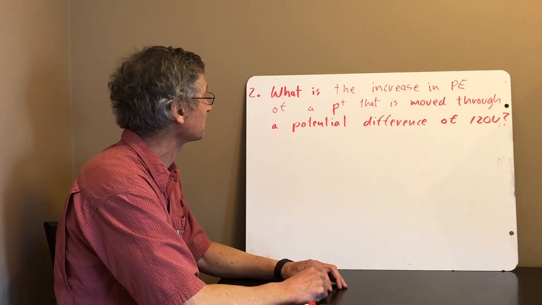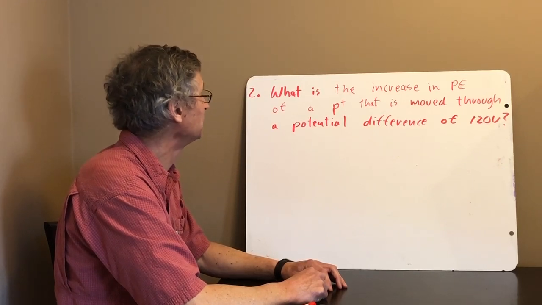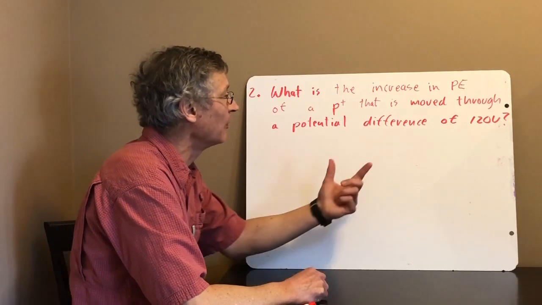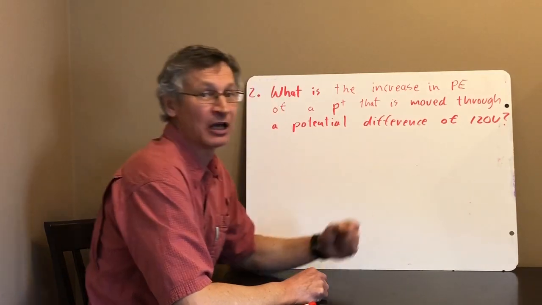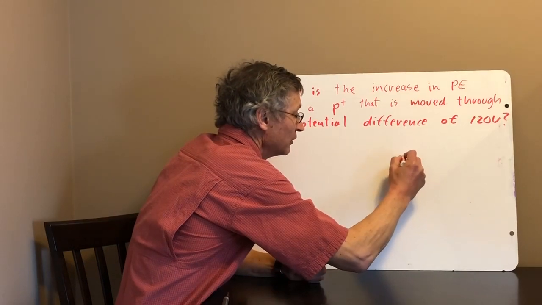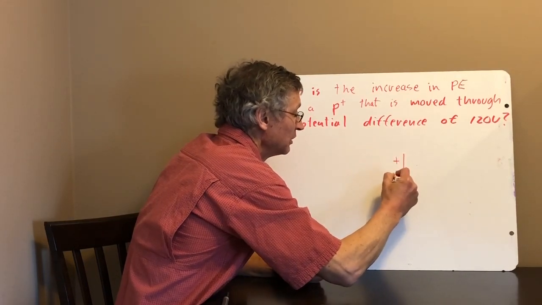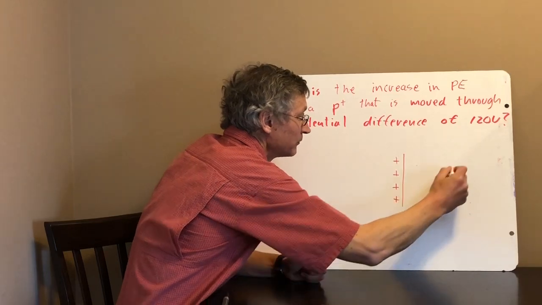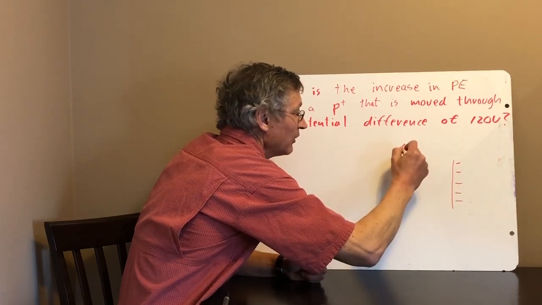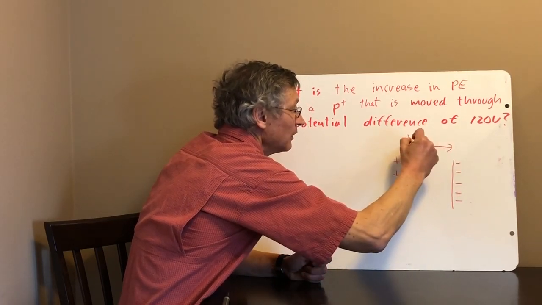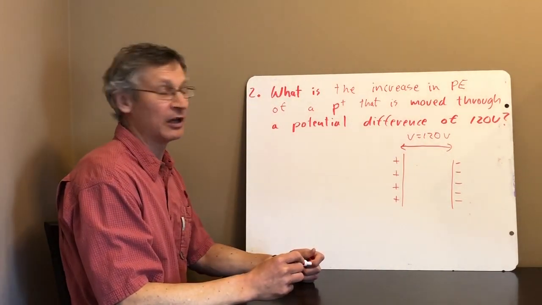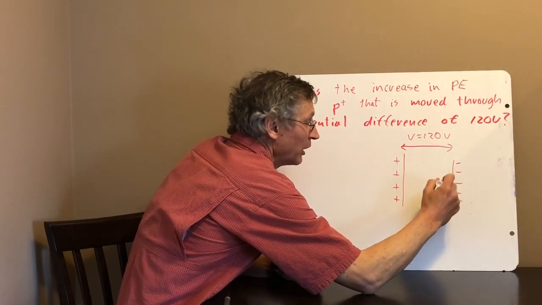What is the increase in potential energy of a proton that is moved through a potential difference of 120 volts? So I'll tell you what, the best way to represent a potential difference of 120 volts is with our favorite piece of electrical apparatus, a pair of oppositely charged plates. So there's a positive plate, there's a negative plate, and the potential difference between them is, just like it says, 120 volts.